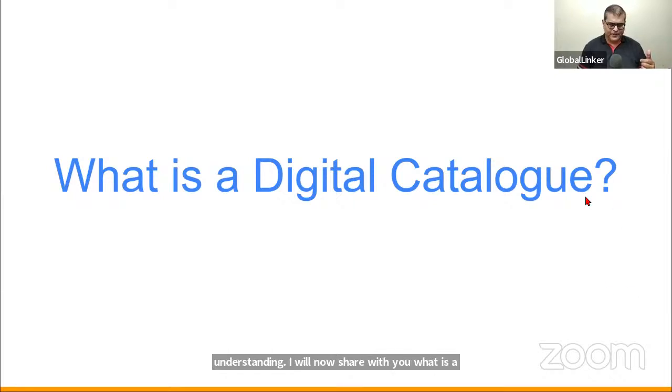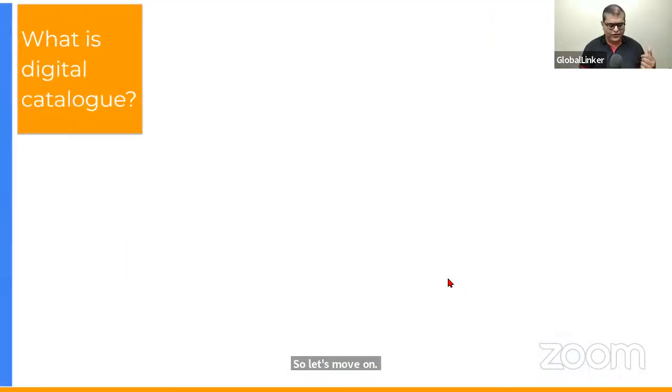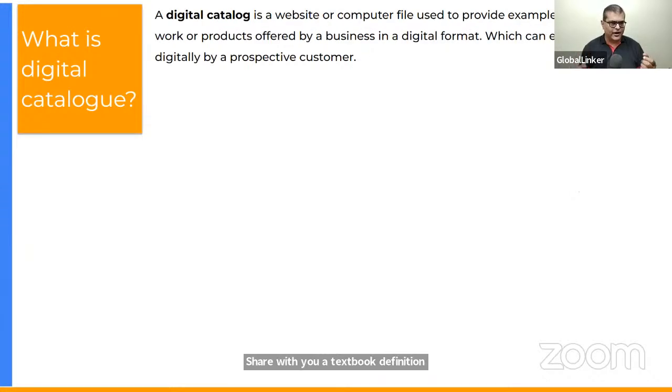So firstly, I'm going to share with you a textbook definition of the term digital catalog, and I'm going to just quickly read it for you. A digital catalog is a website or computer file used to provide examples of a person's or organization's work or product offering by a business in a digital format, which can easily be accessed digitally by a prospective customer.